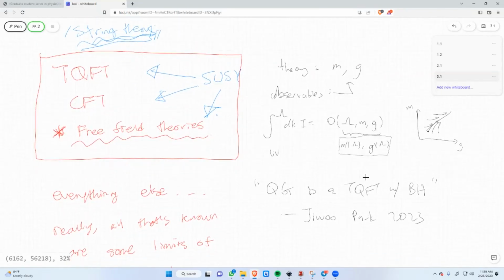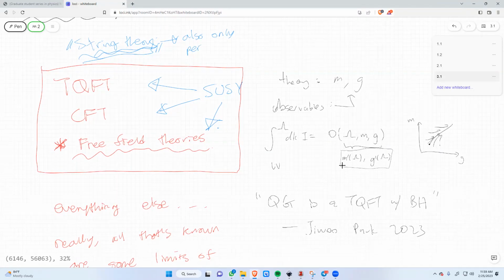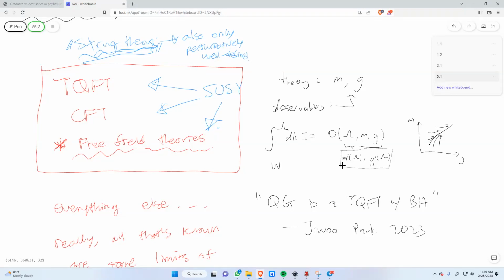But the problem is string theory is also only perturbatively well-defined. So it's only well-defined in some limits. I'm just wondering how much of string theory have you studied? I wasn't interested in perturbative string theory, so that ended up with me not really studying much.